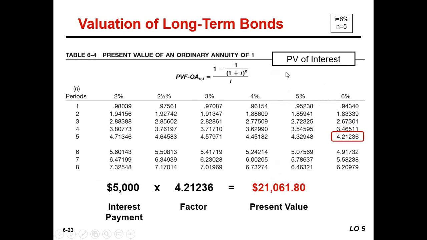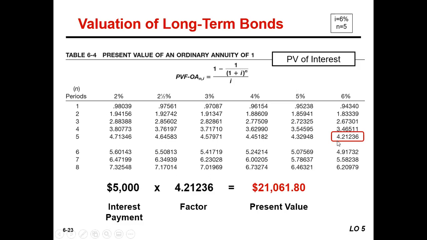And again, we're trying to calculate the present value of these interest payments. So we're looking at the present value of ordinary annuity table. This particular table is on page 320, page 321 of your textbook. But again, it's a 5-year bond that pays interest only annually, so 5 periods. And then we look at that 6% column, we'll see that factor.